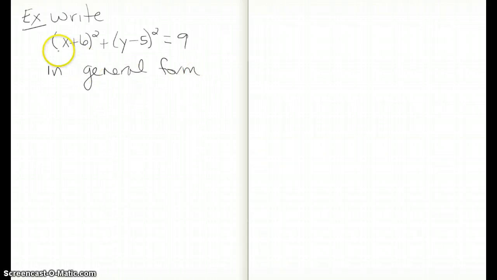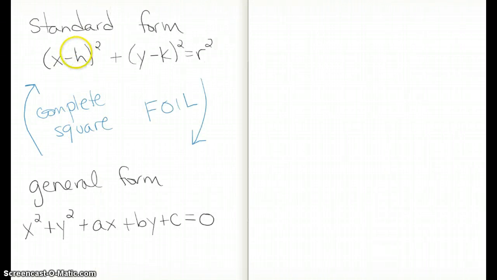Remember, it's currently in standard form. It's in the (x minus h) squared plus (y minus k) squared equals r squared form, and I'd like to write it in general form. If you remember from one of our previous videos, we're able to go back and forth between standard form and general form by using a couple of processes that we've discovered in Math 95 or in your previous algebra courses. To go from a standard form equation of a circle to a general form equation, we have to use the process of FOIL. We have to FOIL it out.